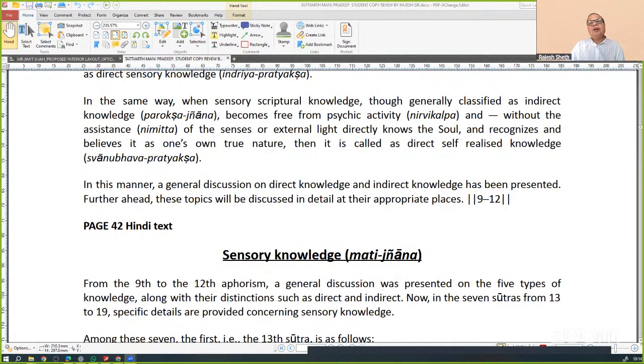Otherwise, everyone will say that we are very happy with the kind of sensual pleasures that we have. Why go for this bliss from the soul? But the bliss from the soul is entirely of a different quality. It is called nirakulta sukh, and this is akulta, and akulta is dukh only. It's not the real happiness. So this is all about the direct and indirect knowledge.